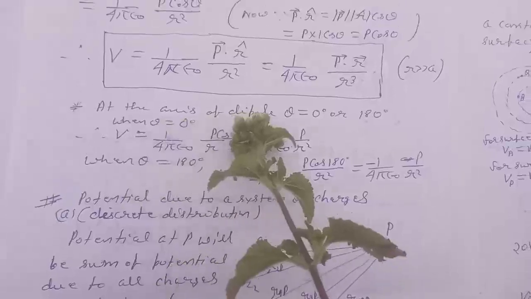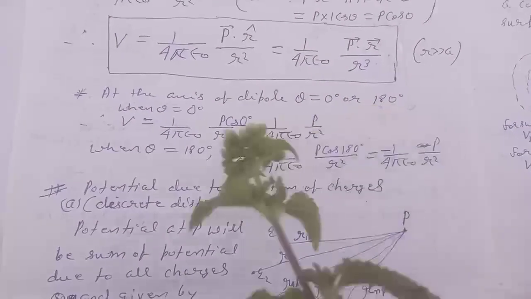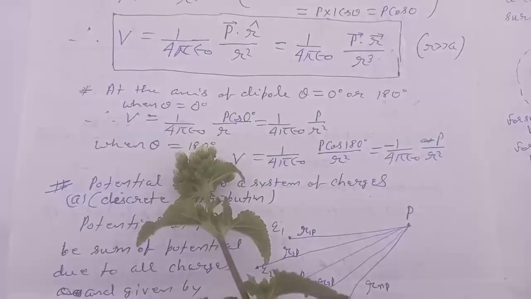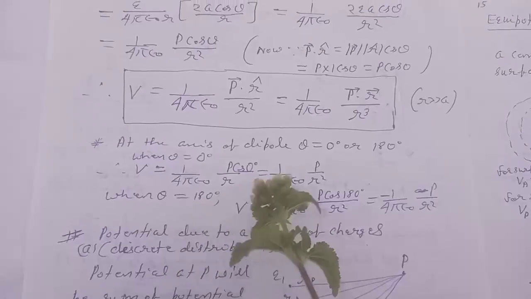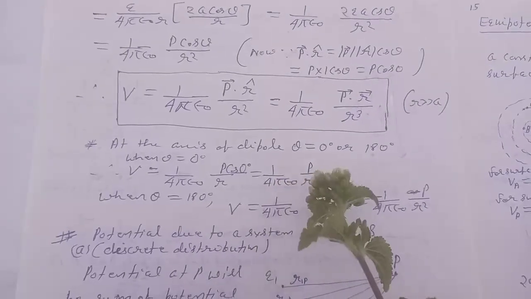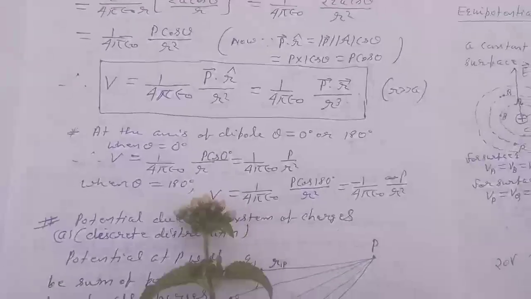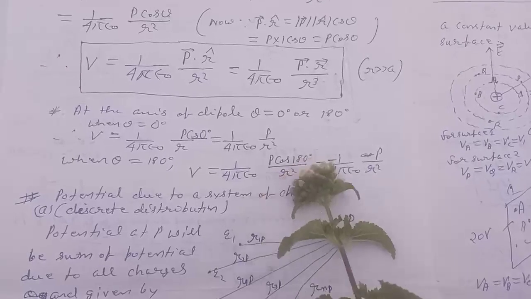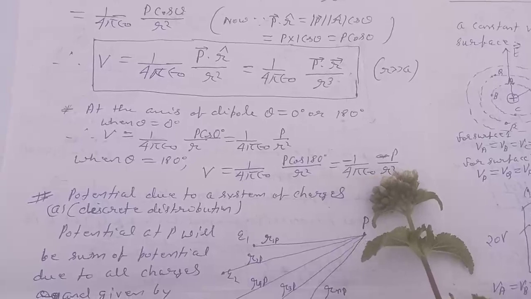At the axis of the dipole, theta equals 0 degree or 180 degree. When theta equals 0 degree, V equals 1 by 4 pi epsilon naught P cos 0 by R square, equals 1 by 4 pi epsilon naught P by R square from this relation. And when theta equals 180 degree, V equals 1 by 4 pi epsilon naught P cos 180 by R square, equals minus 1 by 4 pi epsilon naught P by R square.